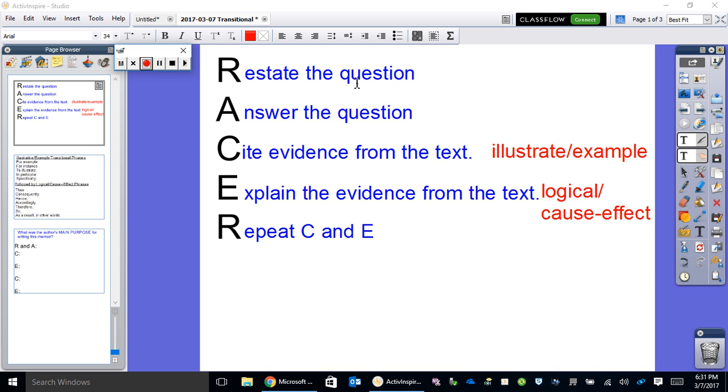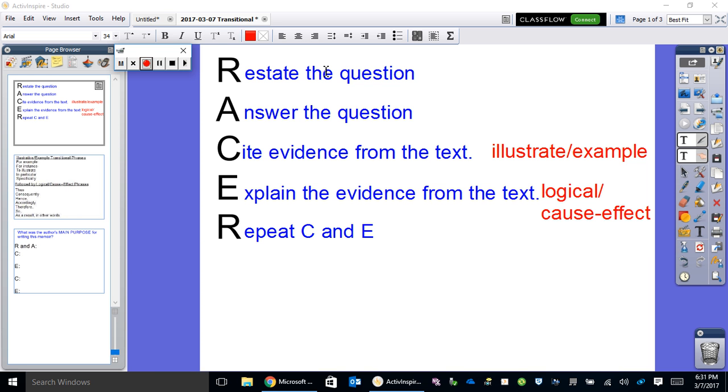Okay, today's lesson is about a quick and effective way of ensuring that we get full credit on constructive response questions, specifically those that require a paragraph response. But this can also be applied to body paragraphs in the work of a greater essay. The mnemonic device that we're going to use is called RACER.